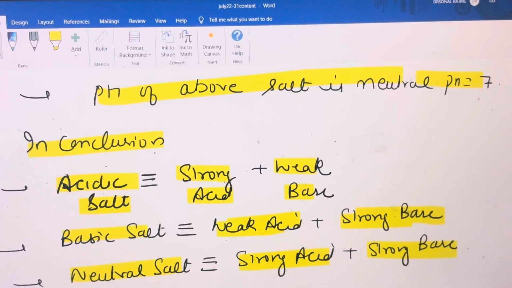So in conclusion, student, I want to say, as per your class 10th, an acidic salt is always made up of a strong acid and a weak base. A basic salt is made up of a weak acid and a strong base. And a neutral salt is made by combining a strong acid and a strong base.